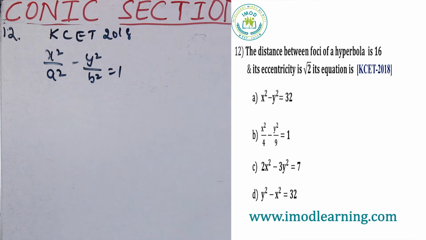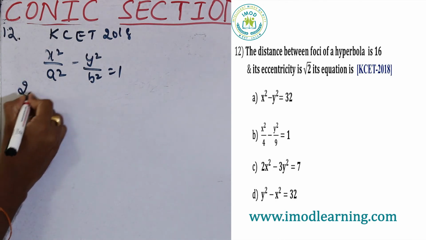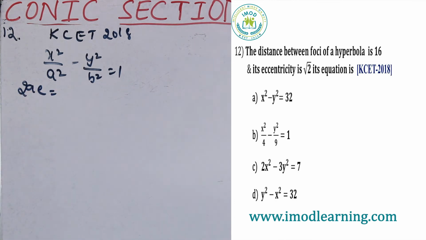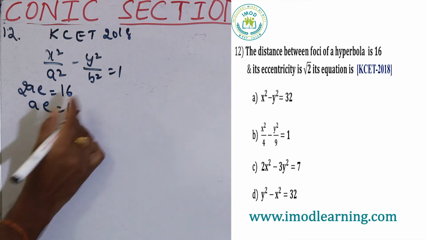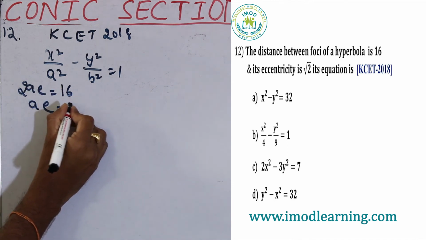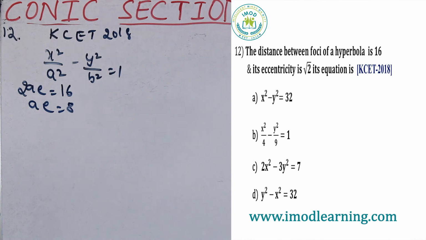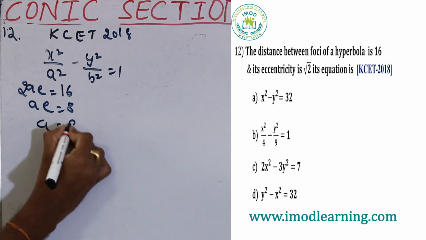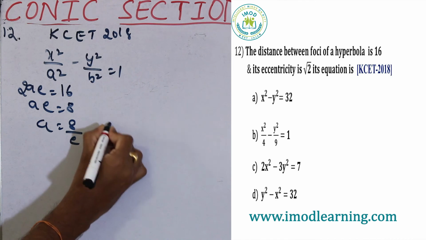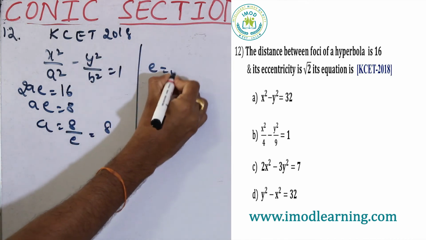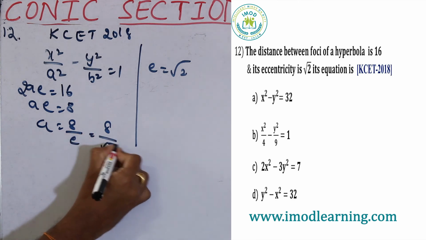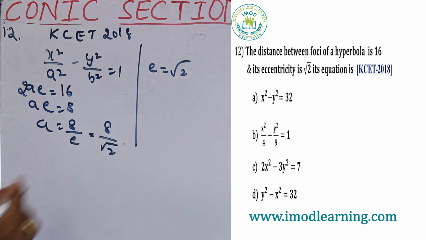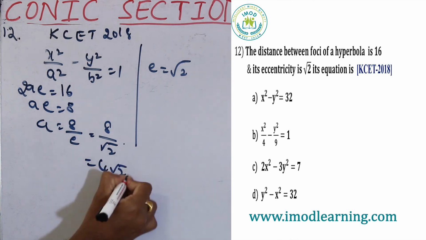What have they given? The distance between the foci. The distance between the foci is 2AE. What is 2AE? 16, or AE is equal to 16 by 2, that is 8, or in other words, A is equal to root 8. One more thing given: E, the eccentricity, is root 2. So 8 divided by root 2. If you simplify, which is equal to 4 root 2.